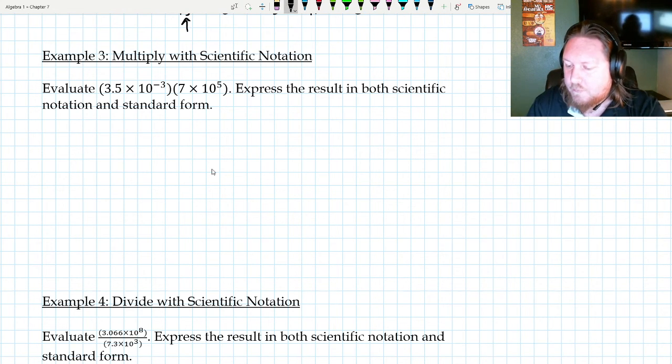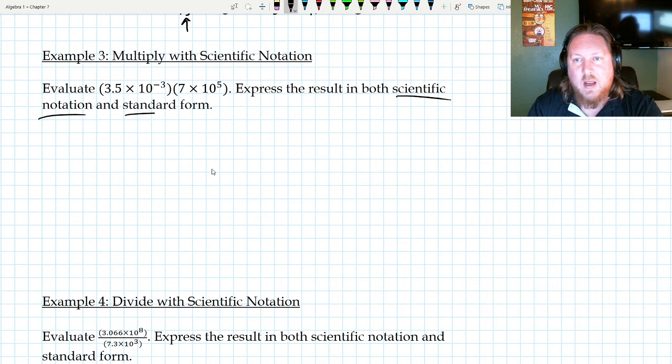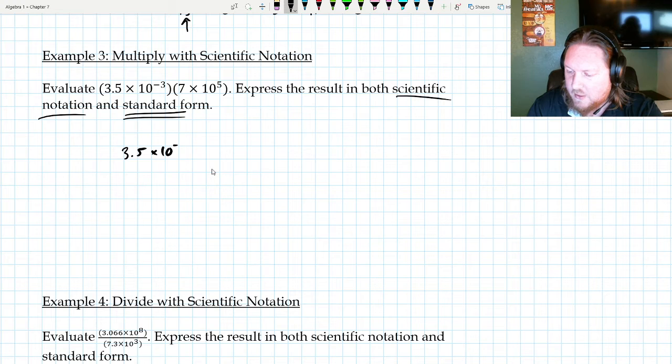All right. So we're going to evaluate this multiplication of two numbers in scientific notation, and then we're going to express the result both in scientific notation and in standard form. But we're going to start in scientific notation because that's where we're at. So 3.5 times 10 to the negative 3 times 7 times 10 to the 5.